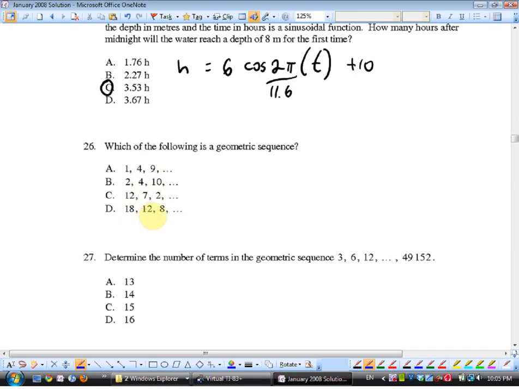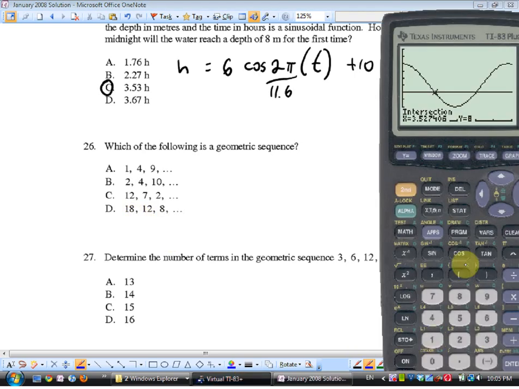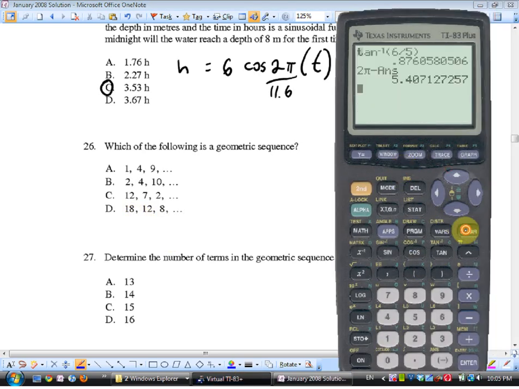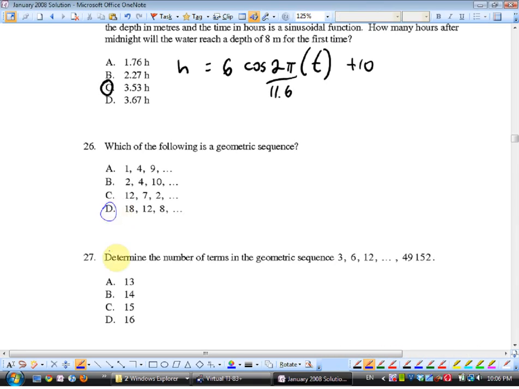Because to find r, it's any term divided by the one in front of it. So we have 12 divided by 18, that's r, and 8 divided by 12, that's r. Hey, that's the one that has a common ratio, 26d.